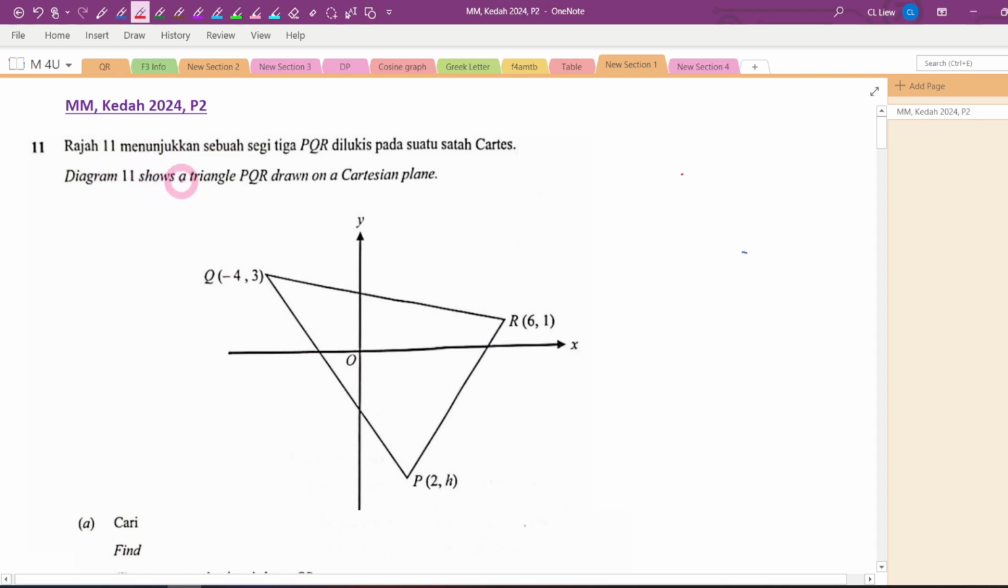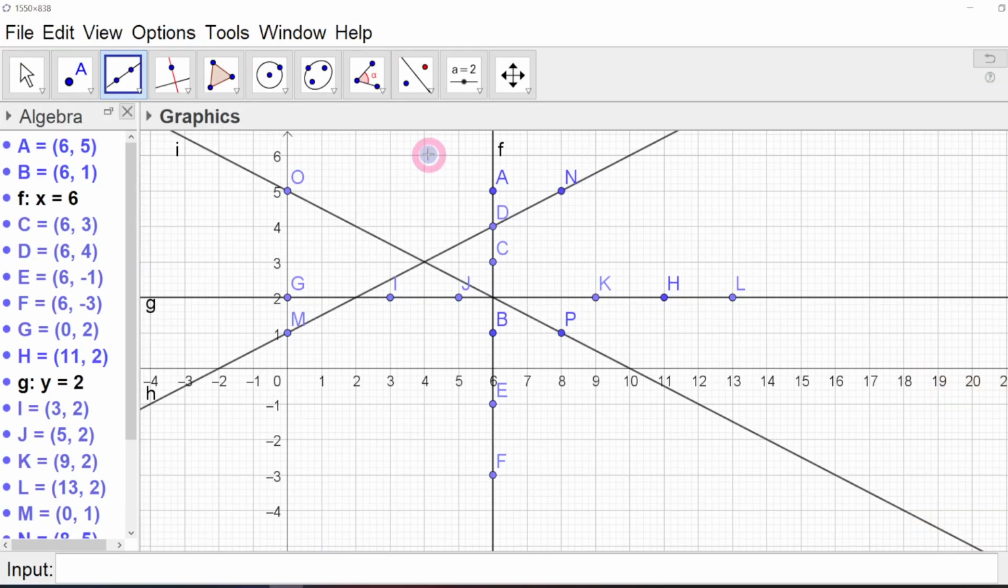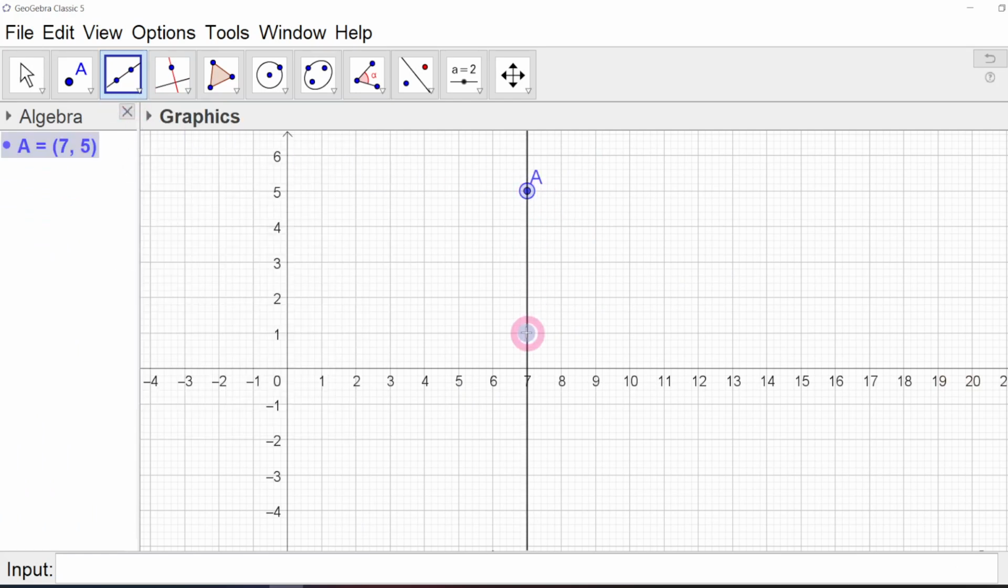Diagram 11 shows a triangle PQR drawn on the Cartesian plane. We want to find the equation of the straight line QR. Okay, before I show you how to solve these questions, let's look at this one first. If you have a vertical line like this, to state the equation of this vertical line is actually very easy. You just look at the x coordinate here. If this is 7, the equation of this straight line will be x equal to 7.